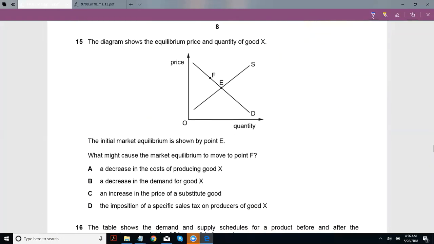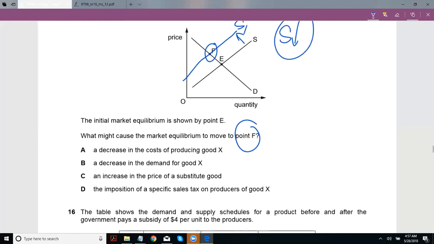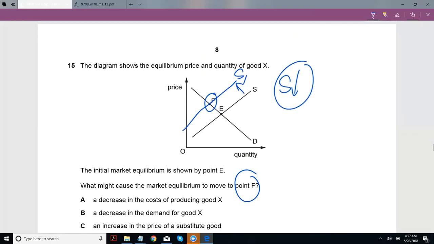The diagram shows the equilibrium price and quantity of good X. The initial market equilibrium is shown by point E. What might cause the market equilibrium to move to point F? So basically, the way it can move to point F is demand remains constant, supply shifts to the left. Hence, the equilibrium would be point F, which basically means a decrease in supply. Supply decreases to the left. So this is for X, right?